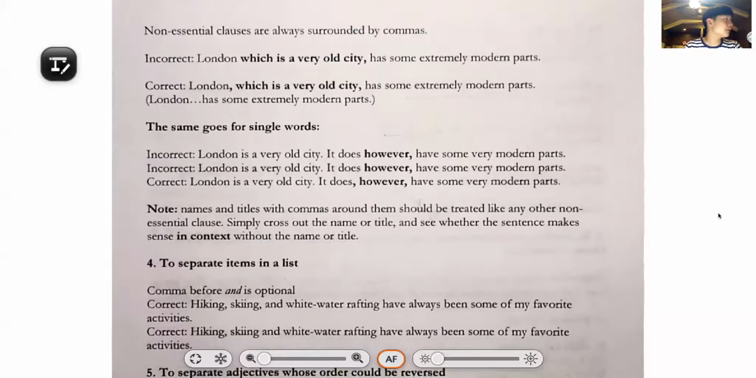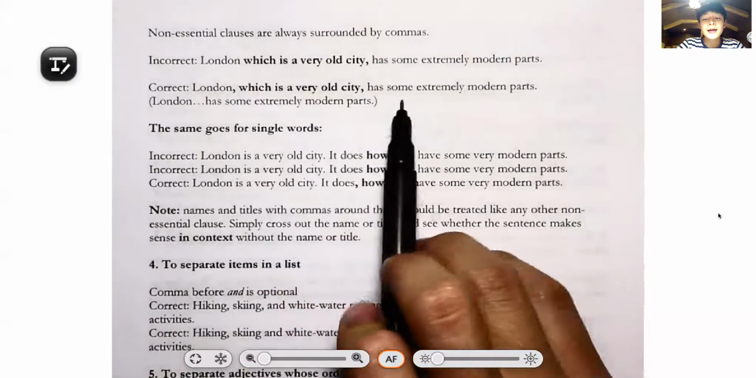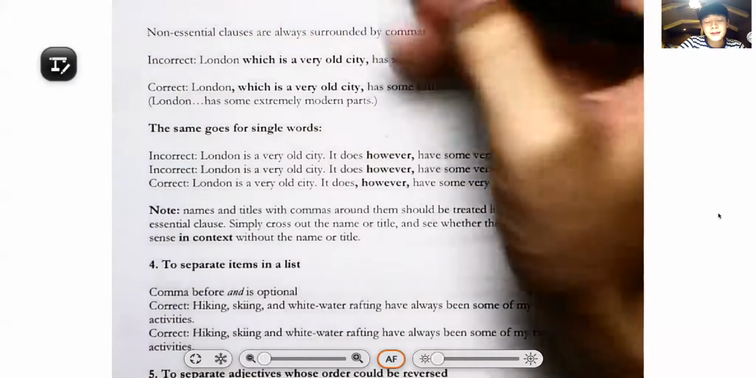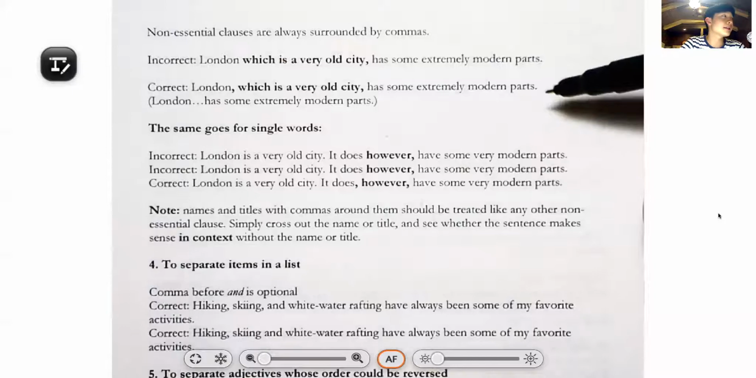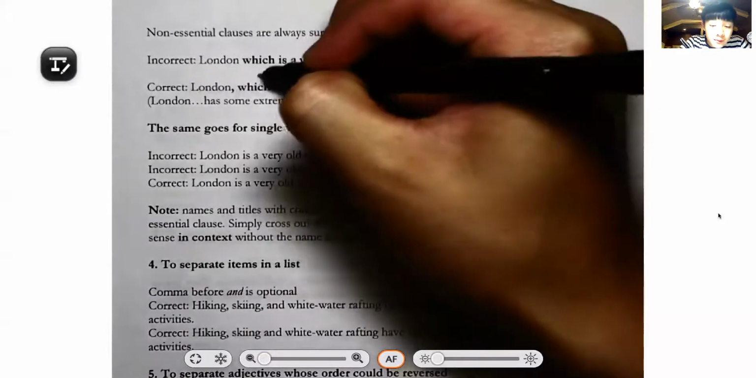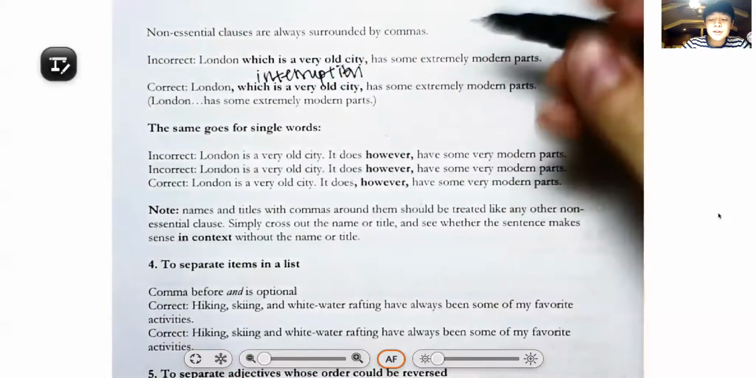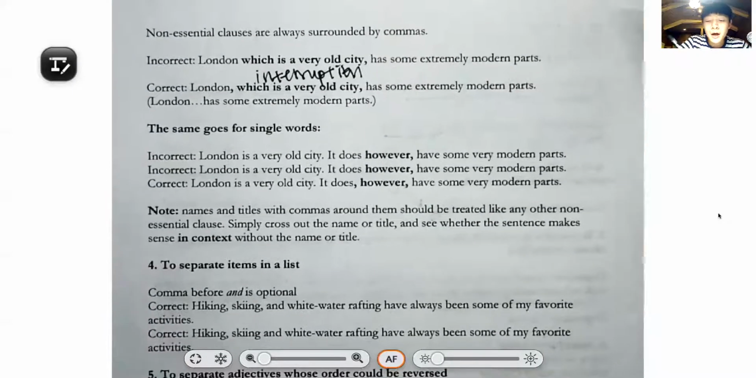Let's look at number 4 here. Well, first of all, let's give an example for number 3. So here's the correct version right here. London, which is a very old city, has some extremely modern parts. So notice that I could literally take "which is a very old city" out and still have a working sentence. You could say, London has some extremely modern parts. That's fine too. But this is an interruption to the flow of ideas in the sentence. It's just to give some extra information. It's not wrong. It's just to give some extra information. So that is an appositive phrase.